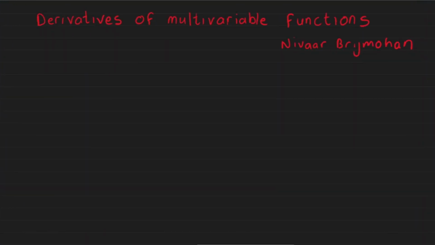Hi there, Ivar. In this video, we're going to look at derivatives of multivariable functions. If we consider z to be a function of x and y, the question is then, what is the derivative of z, or what is the rate of change of z? If we have a 3D plot, how does z change in terms of 3D?